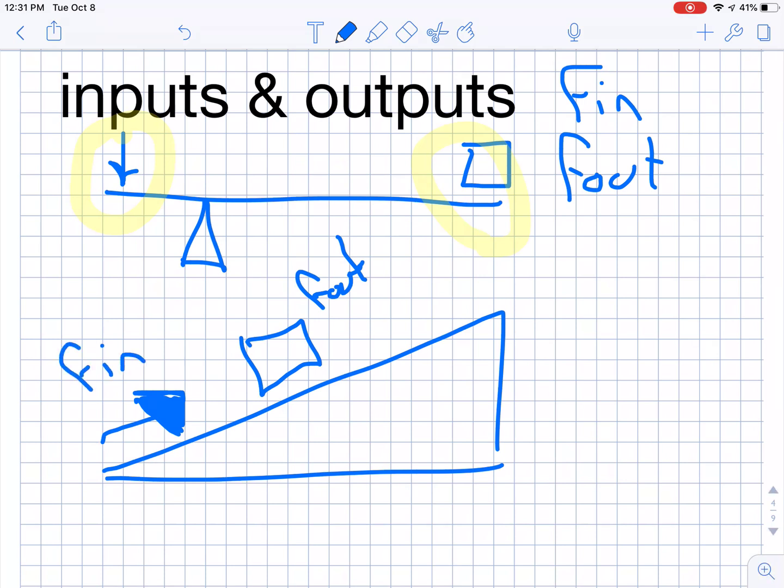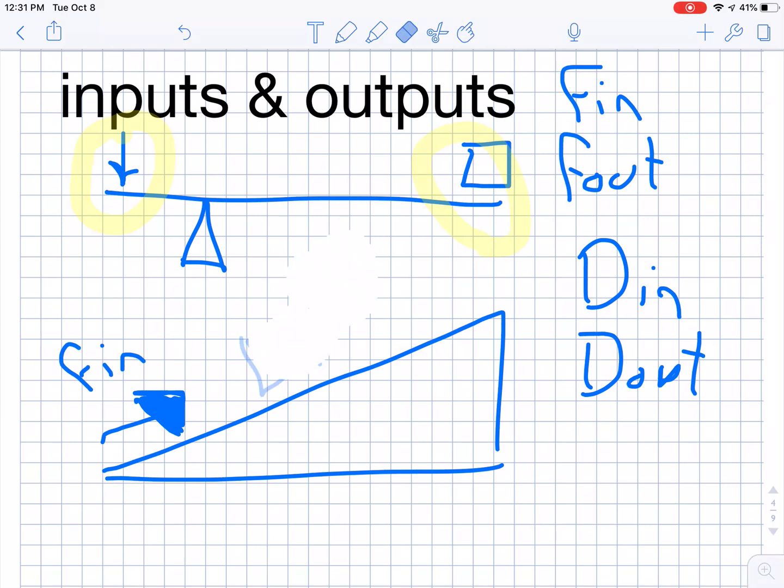And now we need to talk about distances. So inputs and outputs, we do forces, Fin and Fout, and then we also do distances, Din and Dout. So each machine is unique, but the Din and the Dout always mean the same thing. So my input distance and my output distance. So this ramp is a pretty good example. So I'm going to ask you, where is the input distance? Where is the action taking place on this ramp? You know, which side is it?